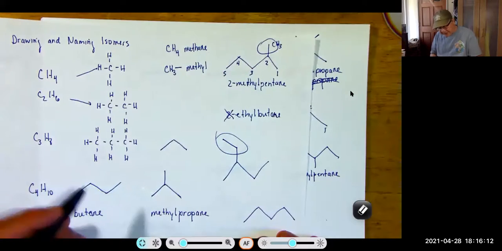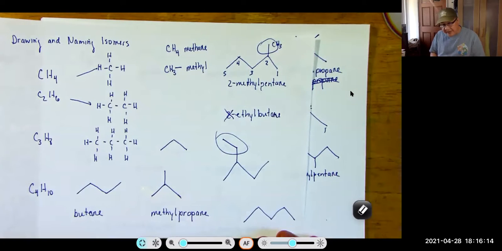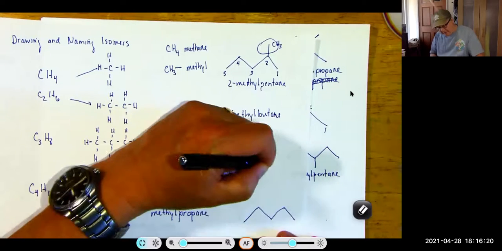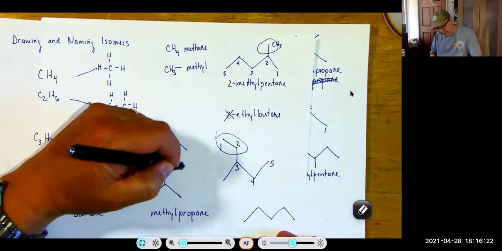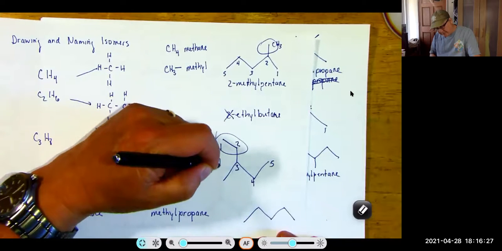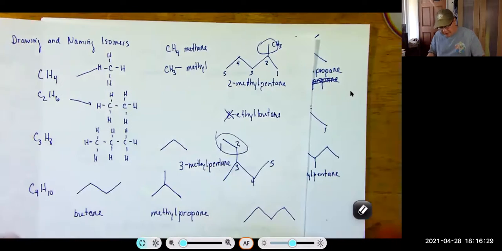And the answer is because actually the parent chain is not 4. The parent chain is 1, 2, 3, 4, 5. So this is a 3-methyl pentane. So this is another example where I'm able to show you that we are not going from left to right. We are going to find the longest chain, period.